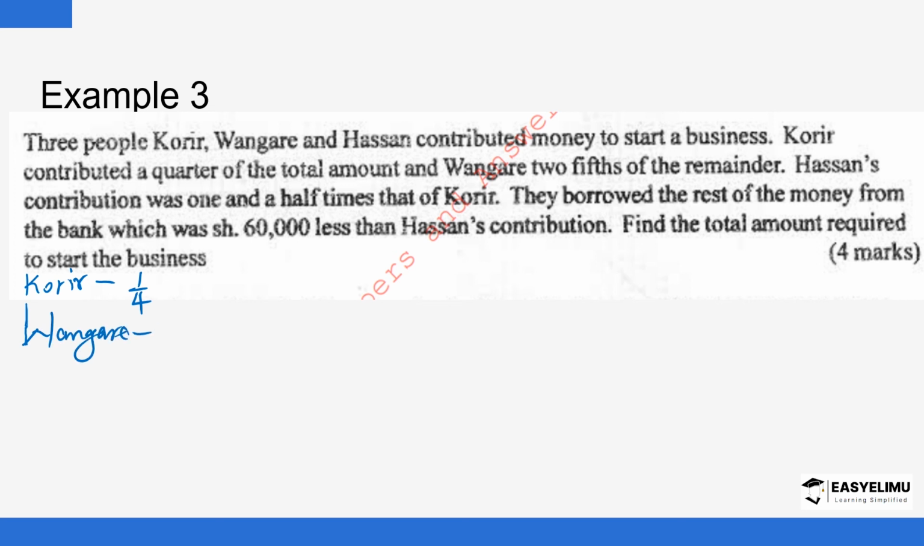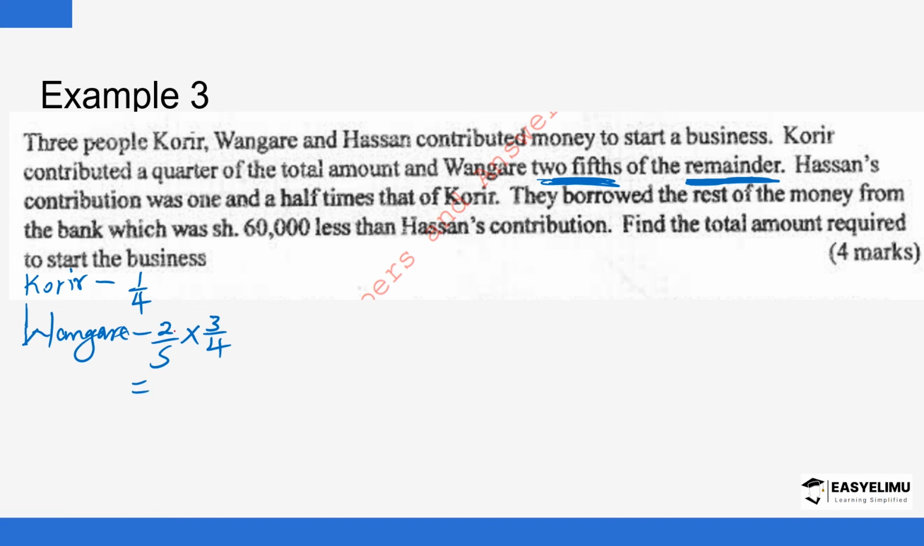So Wangare is contributing 2/5 of the remainder. Take note, the 2/5 are upper here, and then of the remainder. So we have 2 over 5. Of is multiplication, but then of the remainder. So the remainder is 3 over 4. So again, that is simplifiable.